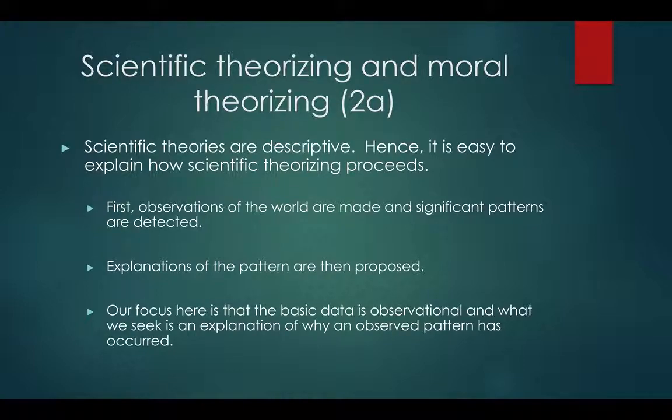Hence, it is easy to explain how scientific theorizing proceeds. And this is a little naive. Scientific theorizing can be rather complex, but it's easy in the sense that it's easy to capture what the data is and move on from there. So first, observations of the world are made and significant patterns are detected. Then, explanations of the pattern are proposed. And the explanations tend to be causal in nature. We want to know why the phenomenon has occurred, why the observations have been made, that sort of thing.